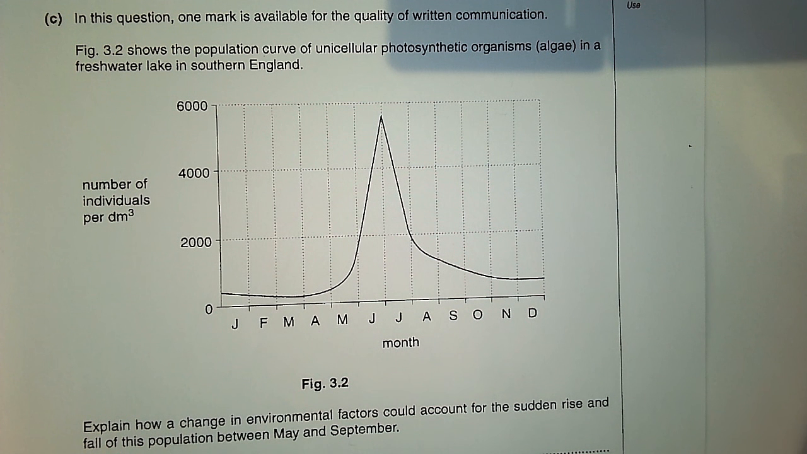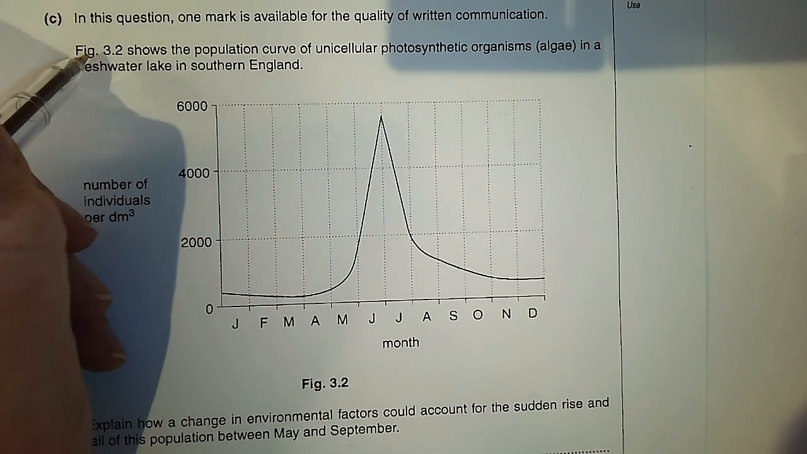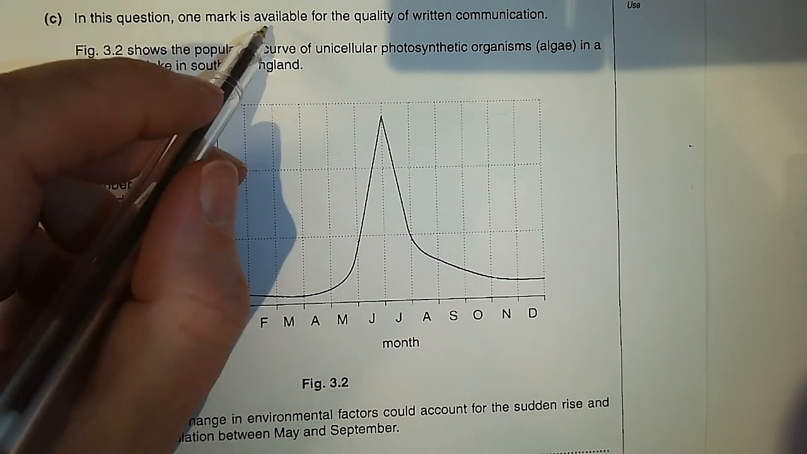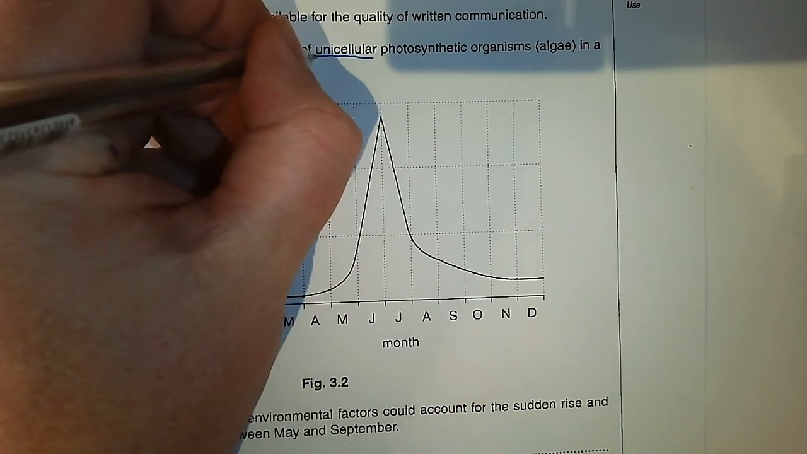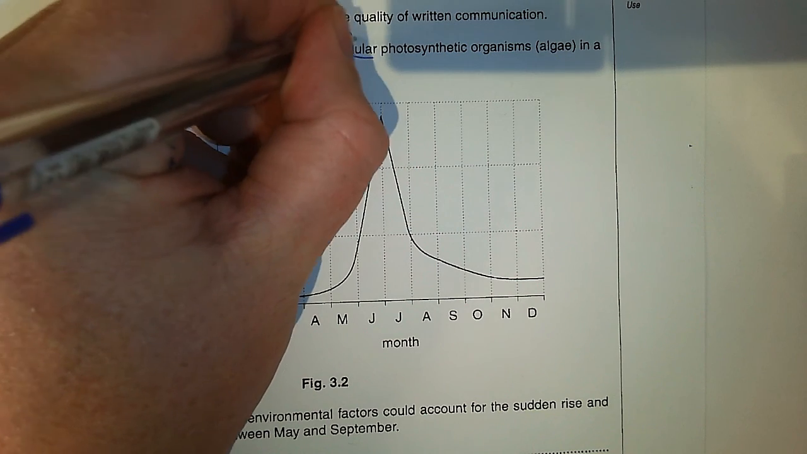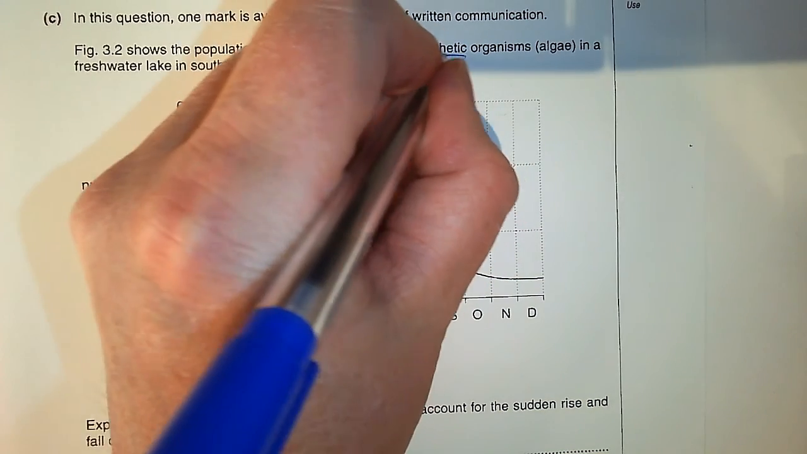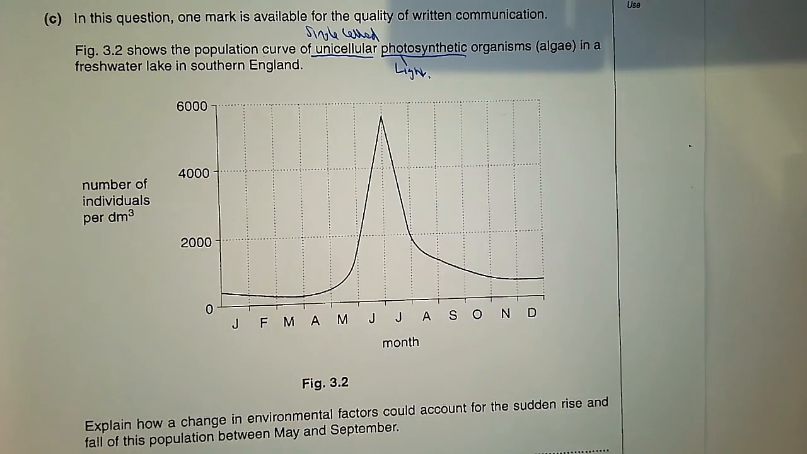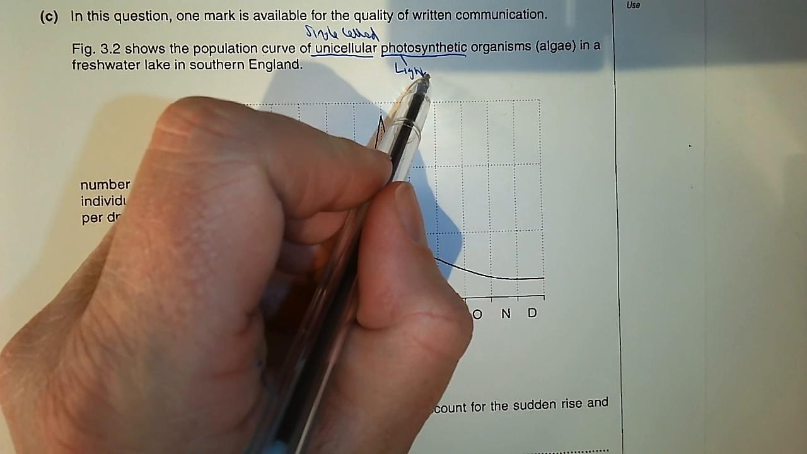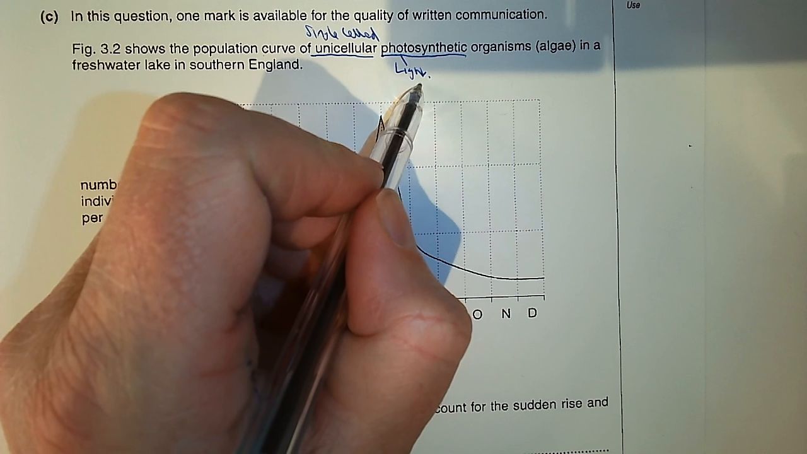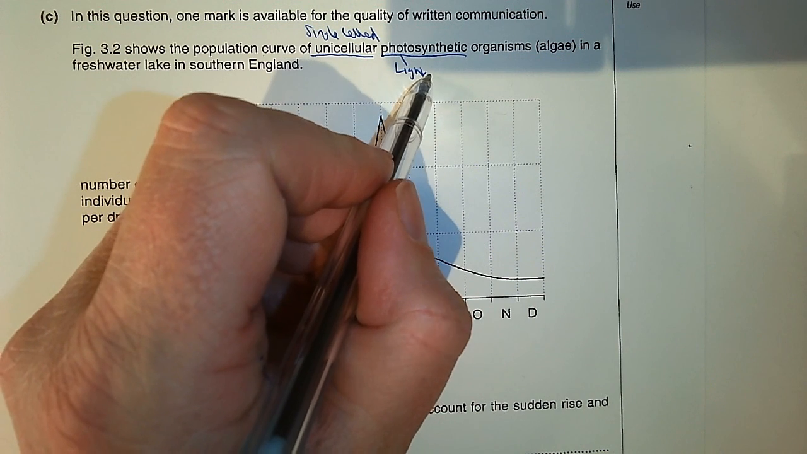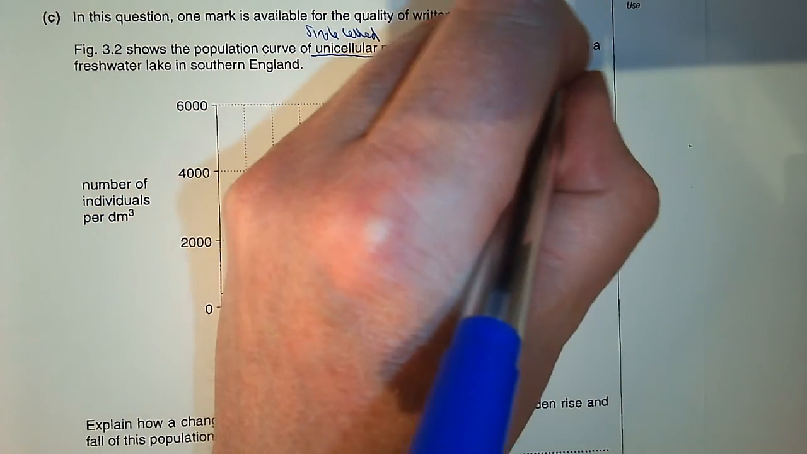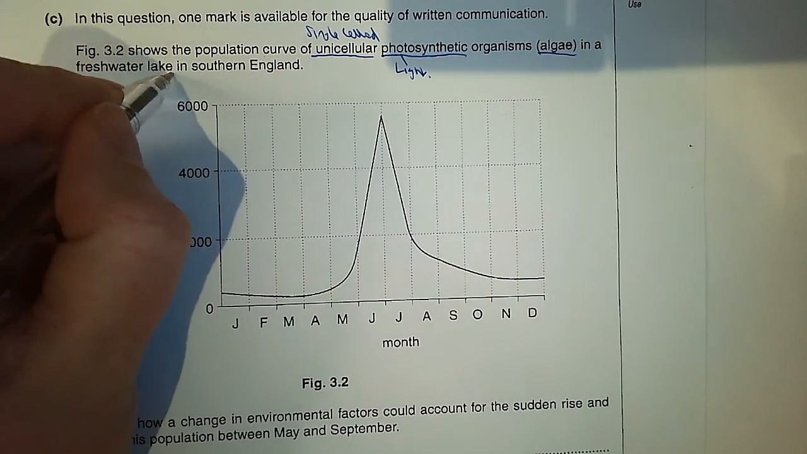This is an exam question about the effect of environmental factors on populations. It says figure 3.2 shows a population curve of unicellular, single-celled, photosynthetic, meaning that they will use light to convert inorganic matter into organic matter, so carbon dioxide and water into glucose and oxygen. So we're told that it's algae and it's in a freshwater lake.